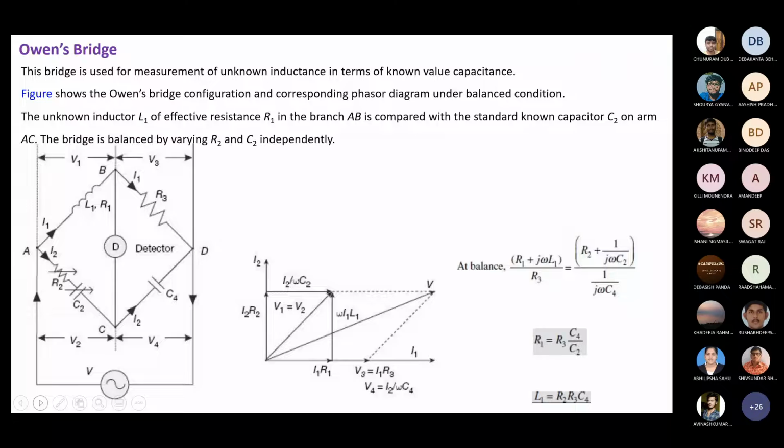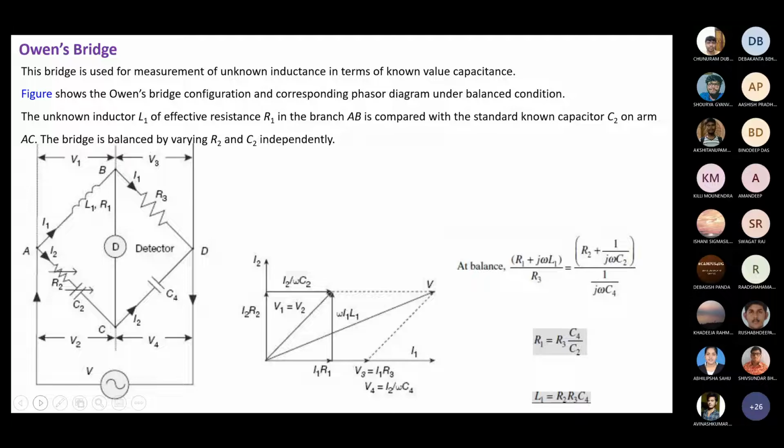So then we go for the next one, measurement of inductance. By using Maxwell bridge, we find the unknown inductance. Then we use Hay's bridge for getting a higher value of Q for unknown inductance. Maxwell bridge has two types: the inductance type and the capacitor-inductance type. In Hay's bridge we use a series resistance and series capacitance. Then we discussed the Anderson bridge for accurate measurements.